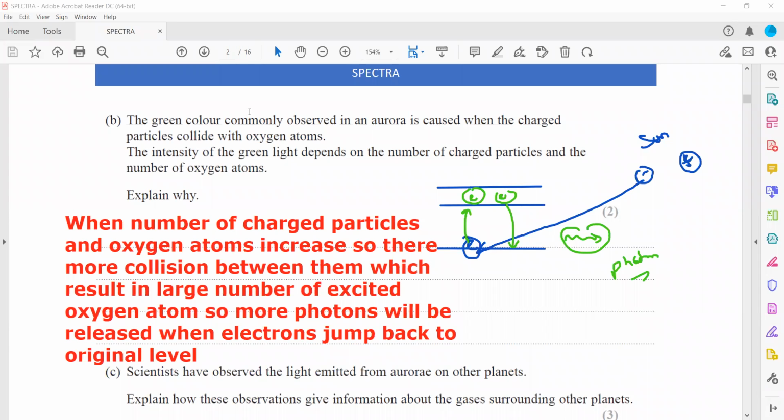So increasing the charged particles as well as the number of oxygen atoms causes more collisions between them, and due to more collisions there are more excited oxygen atoms. So with more excited oxygen atoms, when the electrons return to the same original level, more energy will be released.